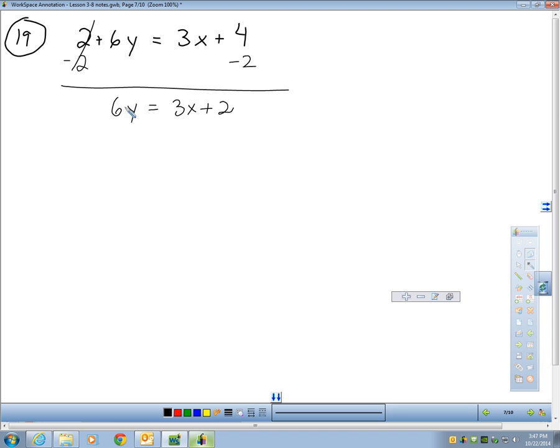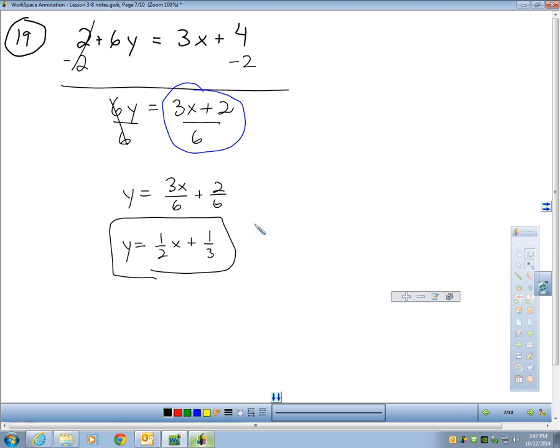I got to get rid of the times 6, so I divide each side by 6. And here we go again. This takes me right back to lesson 2.6 where I'm circling right here. I have a fraction bar. I have to simplify this. So 3x over 6 plus 2 over 6 would be the way I can simplify it. Well, 3/6 is a half, so I got a half x, and 2/6 is a third. I just simplify that. This problem now, I rewrote the problem so that y is a function of x.